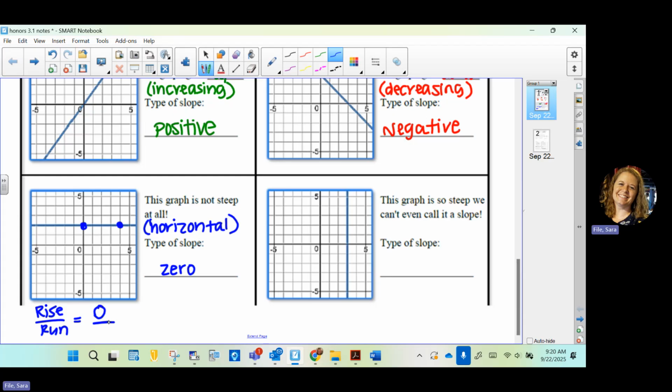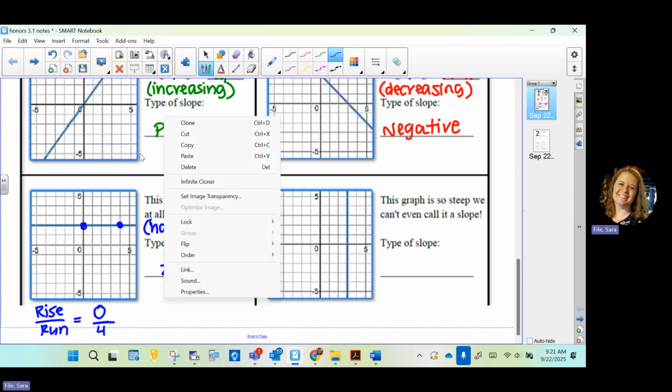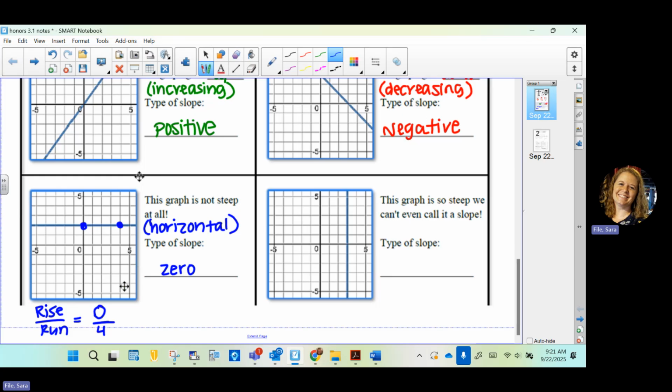All right. The run that I picked was a 4. Okay, you could have picked any points. Does it matter what number is in your denominator? If you have 0 in the numerator, 0 divided by anything is 0. Okay, so that's why a horizontal line has a slope of 0. Okay, 0 divided by anything is 0.